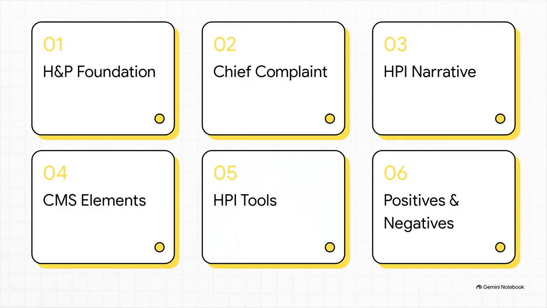Here is our anatomical breakdown for today. Number 1, the comprehensive H&P foundation. Number 2, capturing the chief complaint. Number 3, building the HPI narrative. Number 4, 8 essential CMS elements. Number 5, tools for HPI documentation. And finally, number 6, pertinent positives and negatives.